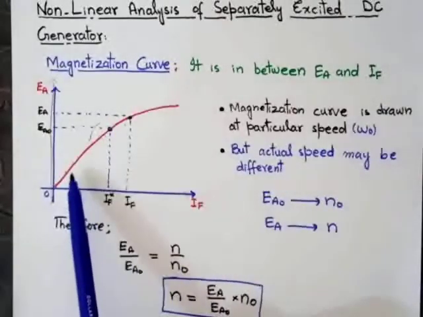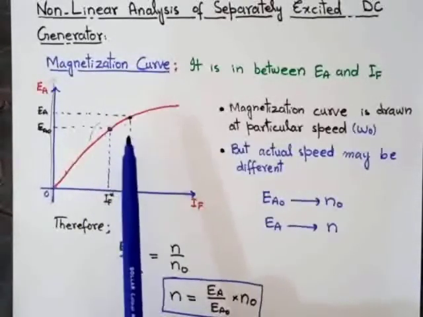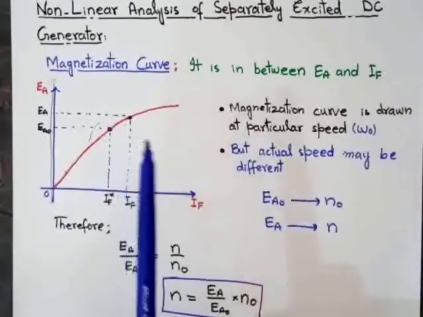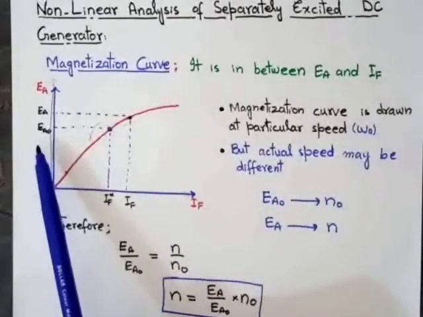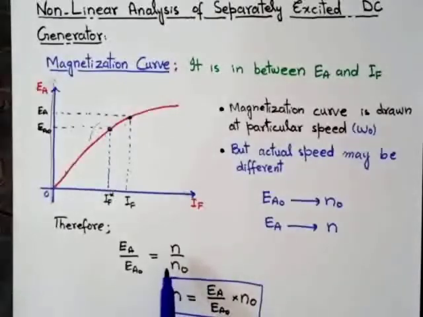We normally draw this curve at no load speed. But if there is armature reaction, then the speed of the DC generator will change. If the speed changes, it means there will be a change in the voltage. So that's why EA over EA naught will be equal to N over N naught. By using this formula, we can calculate the actual speed of the DC shunt or separately excited DC generator. N is equal to EA over EA naught into N naught. N naught is the no load speed.